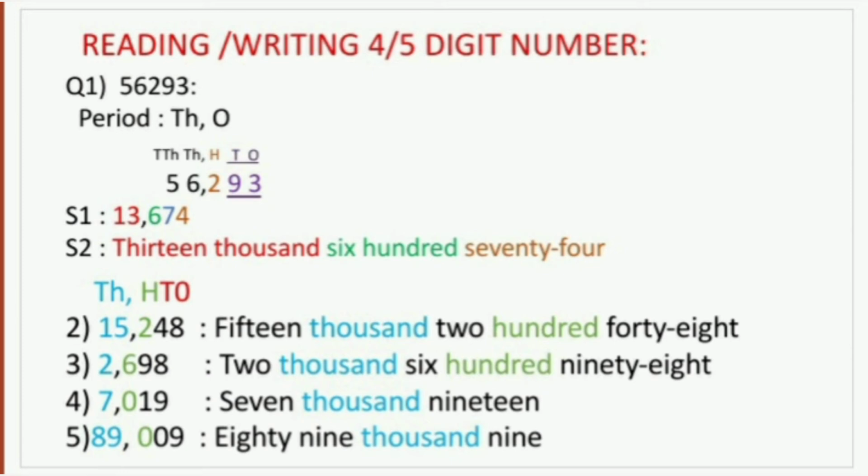So 7,019. Okay, now come to the fifth question, that is 89009. Okay, so we can write here the periods as ones and thousands. So in the thousands period, you have 89. So we will read it as 89,000. Now the last three digits 009. How will you read 009? It's simply 9. No tens is given, no hundreds is given. Fine. So it is 89,009.